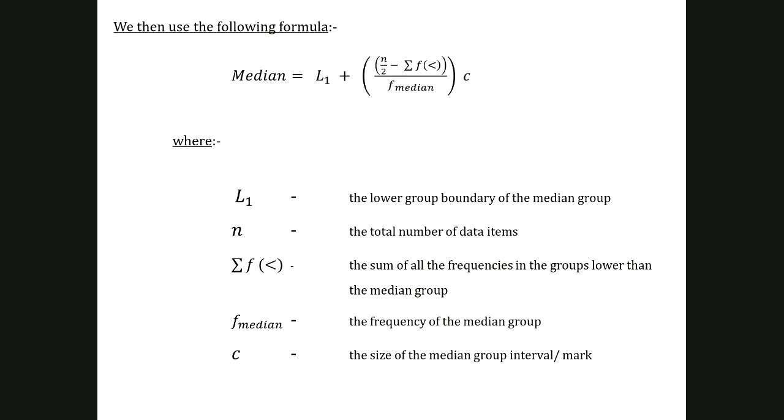It's the sum of the frequencies in the group before, or less than, the group that you selected. And then it's over the frequency of the median group that you selected. And then you have on the outside here the letter C, which is known as the interval width, or the size of the interval.